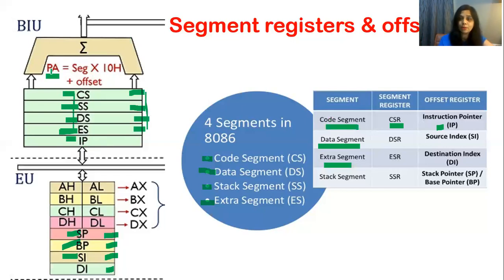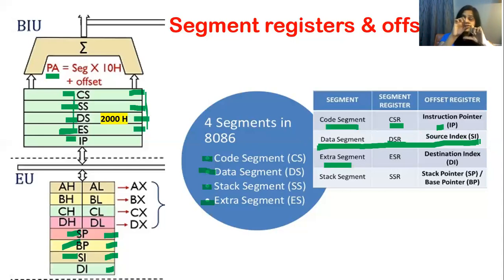Let's take an example. Let's assume that we want to calculate the 20-bit physical address of the data segment. For the data segment, the combination is DSR. That means the data segment register will hold the base address, the bottommost address of the memory. And the source index, this combination is fixed. The source index will hold the distance of the required memory location that we want to access from the base location.